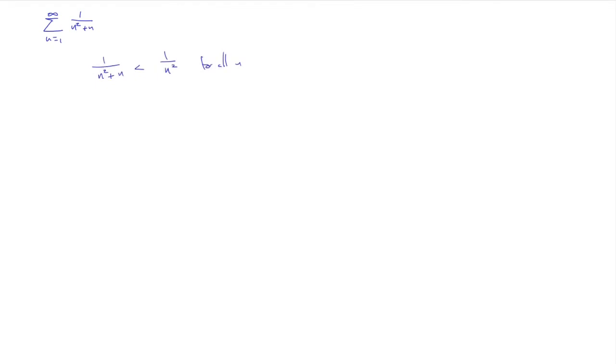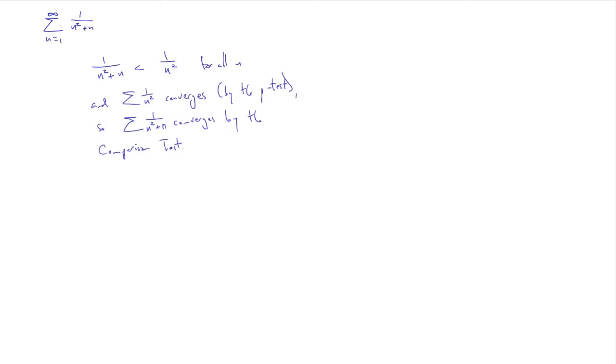Observe that the terms 1 over n squared plus n are less than the terms 1 over n squared for all values of n. And we know the series sum 1 over n squared converges by the p-test, so that means that the series sum 1 over n squared plus n converges by the comparison test.